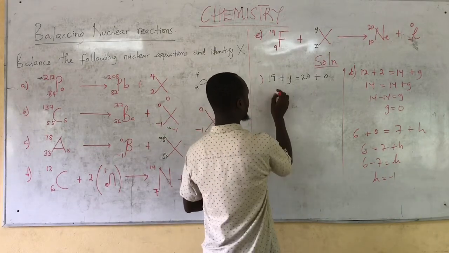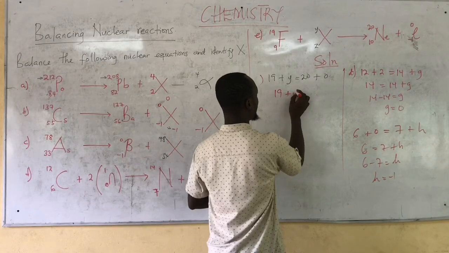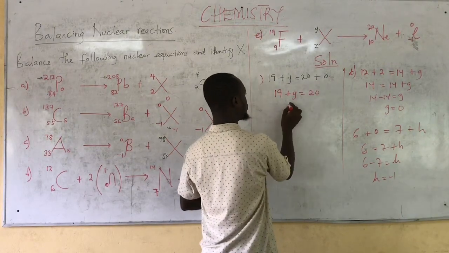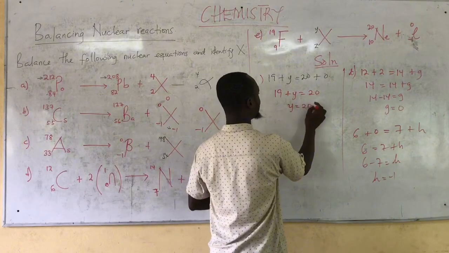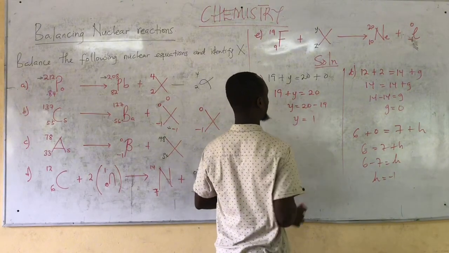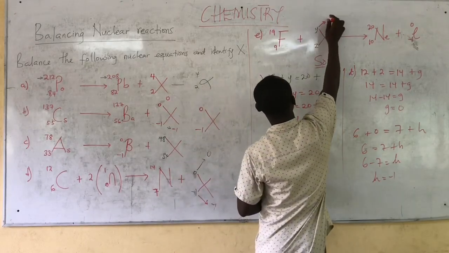We calculate for y. So 19 plus y will be equal to 20. That is 20 plus 0 is 20. So y would now be equal to 20 minus 19. So y will be equal to what? 1. Is that okay? So our y here is 1.